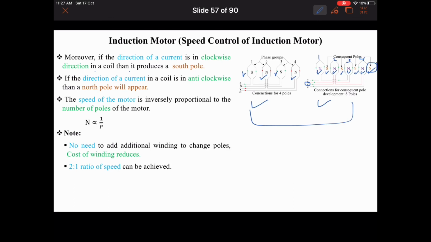The main advantage of this method is that there is no need to add additional winding to change the poles. The cost of the winding will be reduced. If we are not adding additional winding, it means the cost of this machine will be less. A 2:1 ratio speed can be achieved with this method.